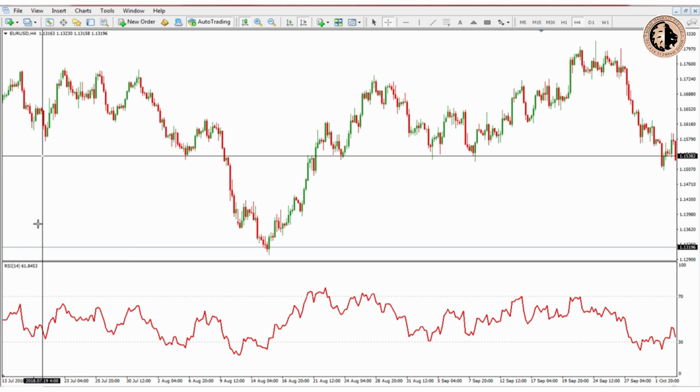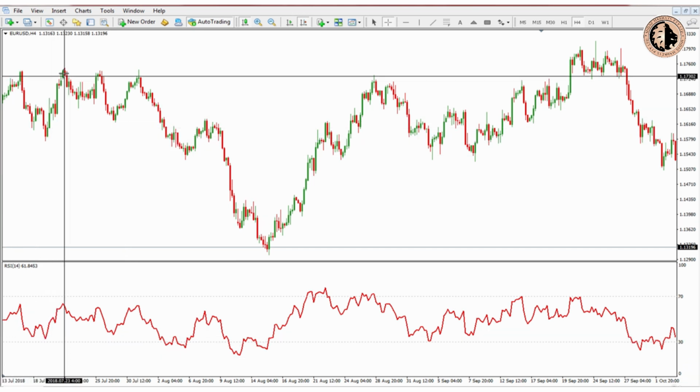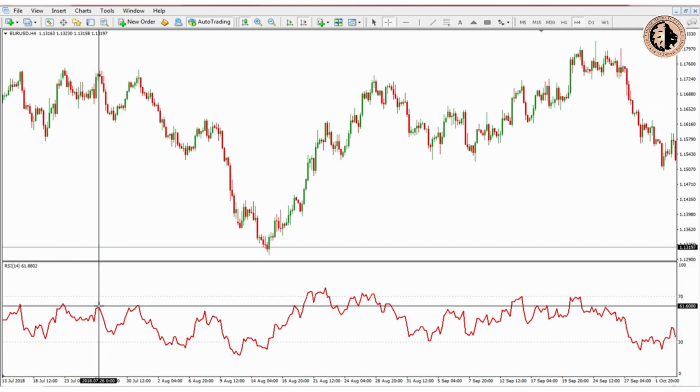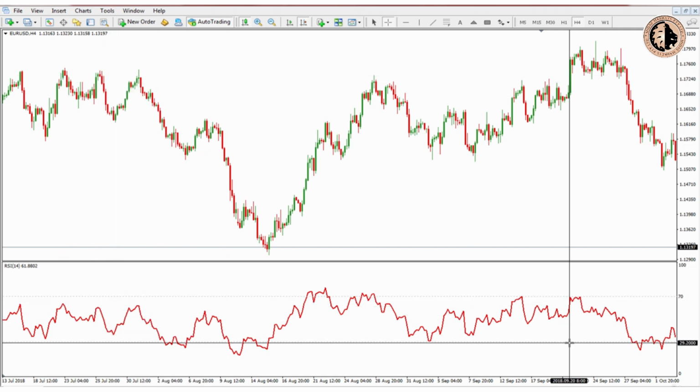For example, this bottom here corresponds to this bottom here. This top corresponds to this top here. This top to this one here, and so on.